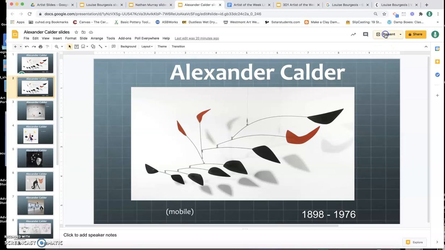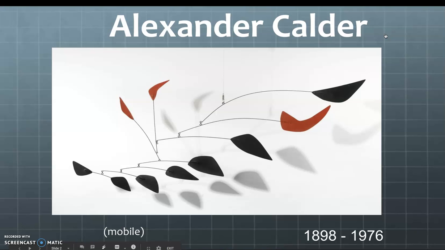Your artist of the week is Alexander Calder, and he was born in 1898 and he died in 1976. This is an example of one of his mobiles. A mobile is an artwork that hangs from the ceiling and it moves either from the actual wind itself or there's like a motor moving it.